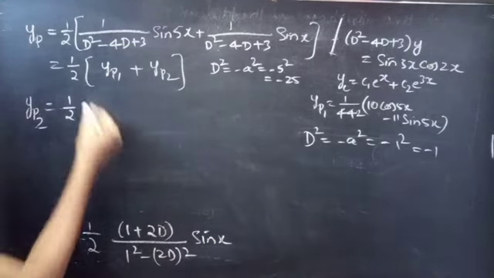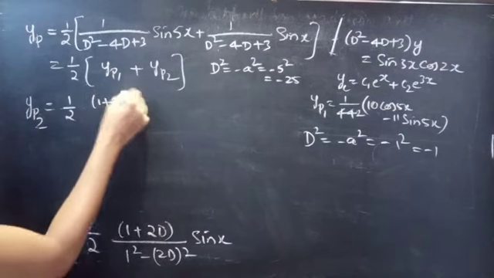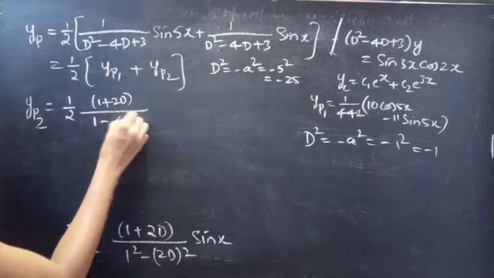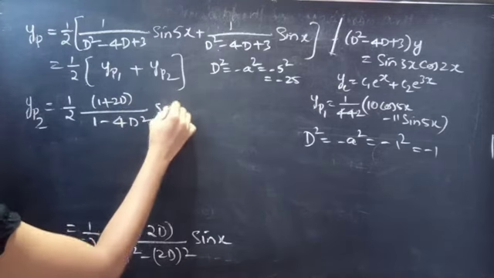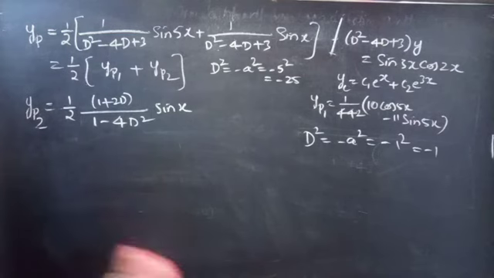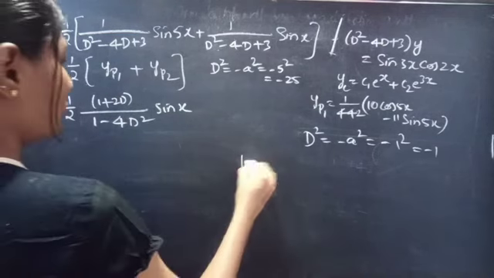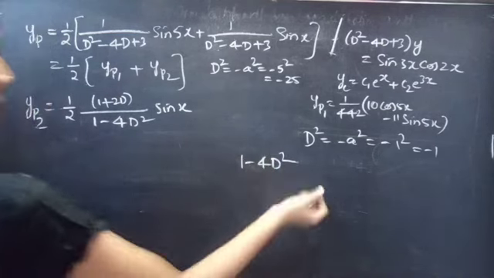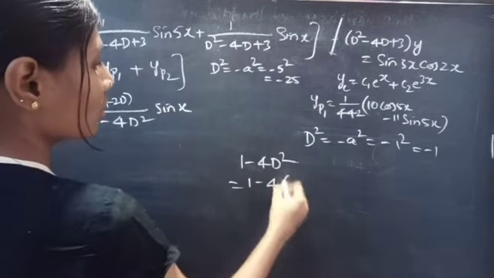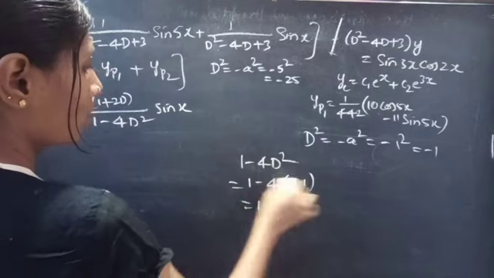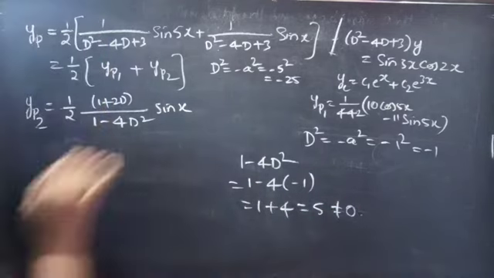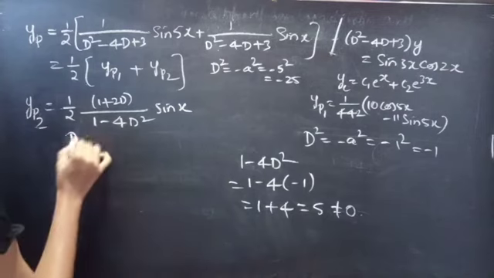We can write this as 1 plus 2D by 1 square is 1 minus 2D square is 4D square into sine x. Again, D square appears in the denominator, so we'll check again. Take the denominator 1 minus 4D square and replace this D square by minus 1 and see what we get. Equals 1 minus into minus, plus 4. 1 plus 4 is 5, which is not equal to 0.